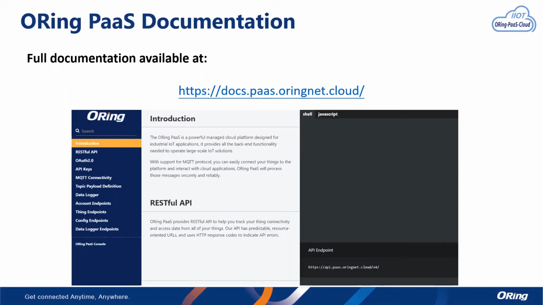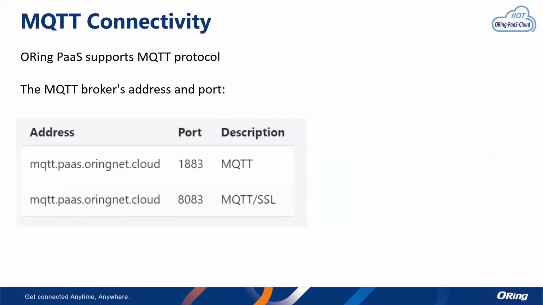However, during this presentation, I will refer to some essential information from this website to give you the background for further steps with solution development. First of all, MQTT connectivity. As we already know, ORing PaaS supports the MQTT protocol. Our broker address is mqtt.paas.oringnet.cloud, and we have two separate ports which we need to remember. Port 1883 is the standard port for a non-secured MQTT connection, and we have port 8083 with MQTT security.